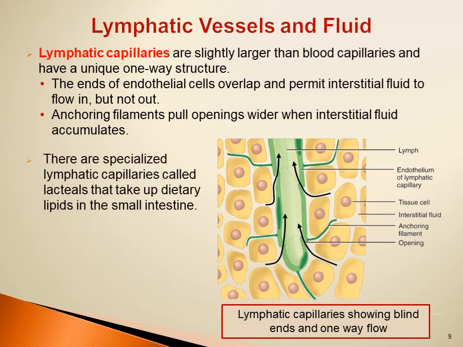There are specialized lymphatic capillaries called lacteals that we already mentioned in the gastrointestinal tract. They are the core of the villi, and they take up dietary lipids in the small intestine. Chyle is the name of the lymph with lipids. So the lymph that flows through the lacteals in the small intestine is called chyle because it is rich in lipids.